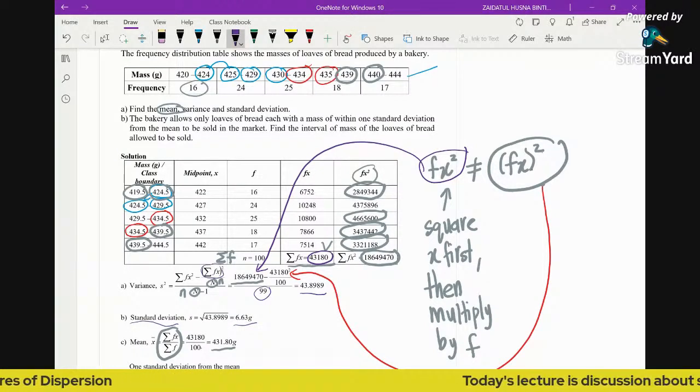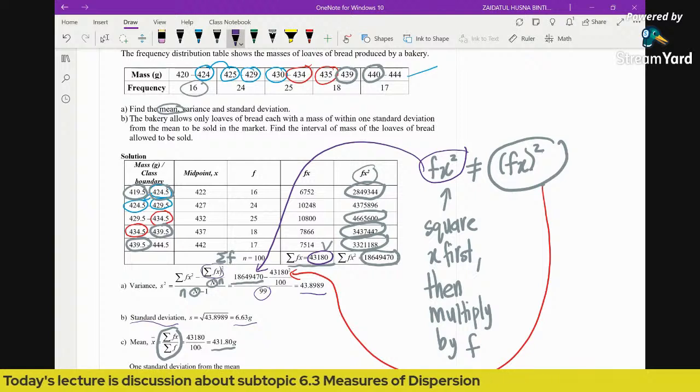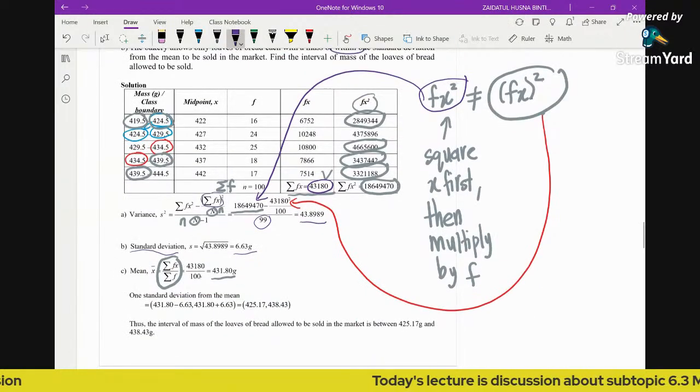Coming to the second part of the question, the bakery allows only loaves of bread, each with a mass within one standard deviation from the mean, to be sold in the market. Within one standard deviation. So what does it mean?